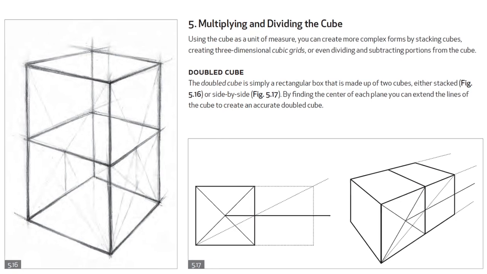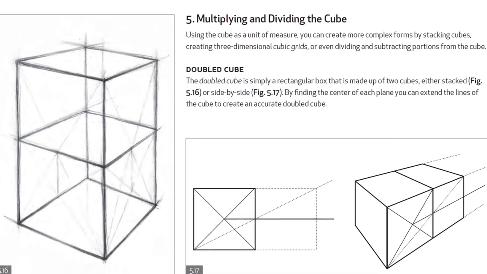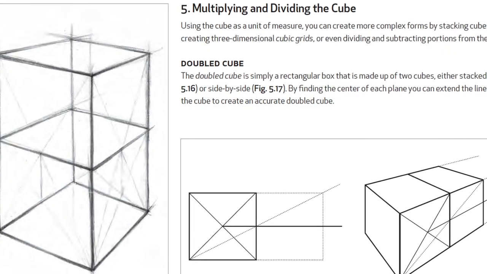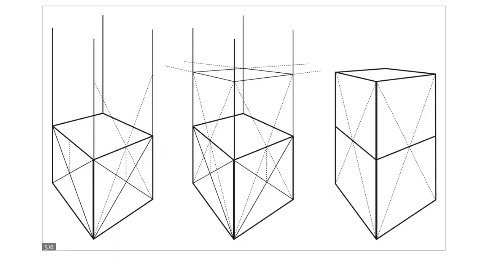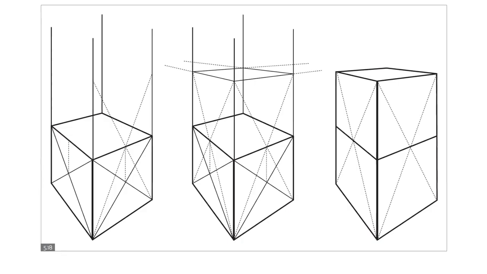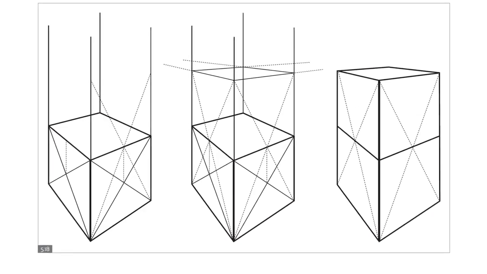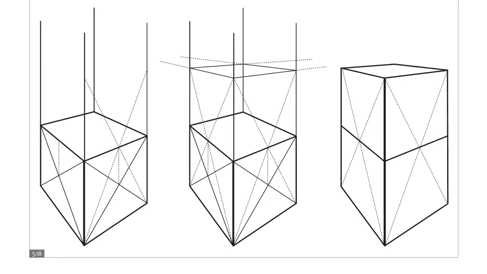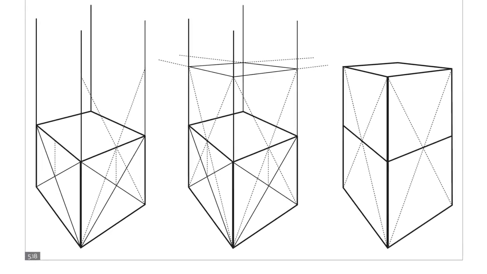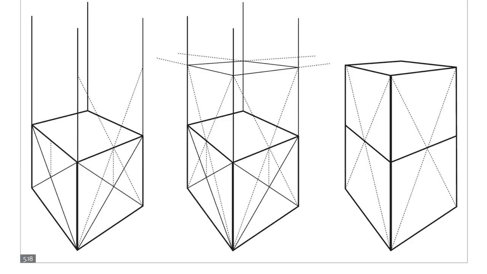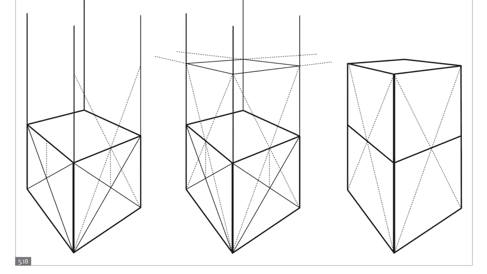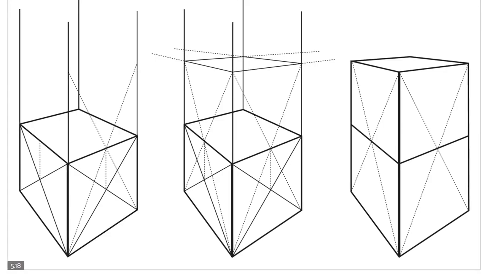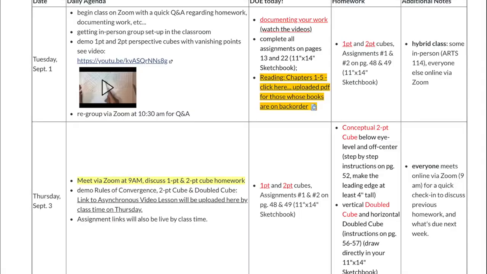Okay, again, in your book, you will find examples in chapter 5 on how to draw the doubled cube. This is an example of another vertical doubled cube, but in this case, I drew the bottom cube first and then extended the lines upward, but it's the exact same premise. So you can see how to construct that doubled cube in 2-point perspective.